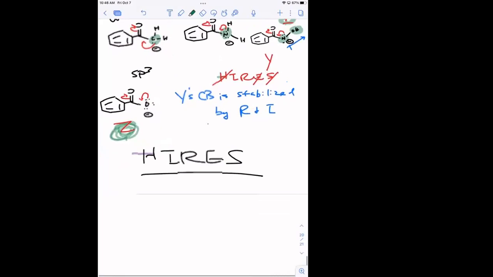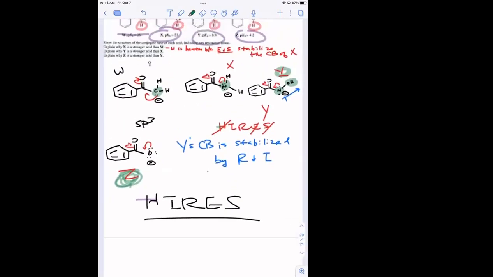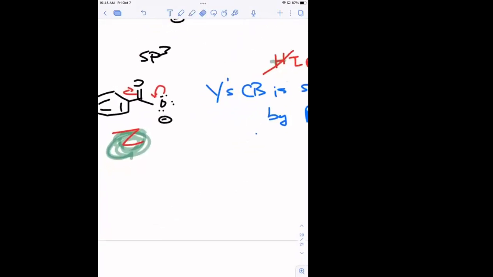But to answer the question about Z and Y, Z is a stronger acid than Y because the conjugate base of Z is stabilized by electronegativity and resonance, right? That's a lot of words, but one thing about organic, if you can speak the language, then you can do the work.